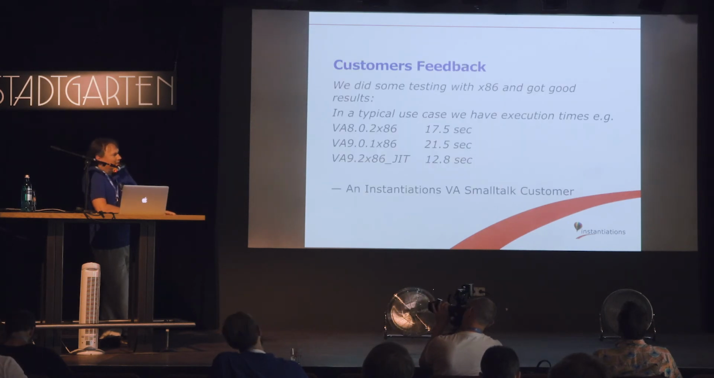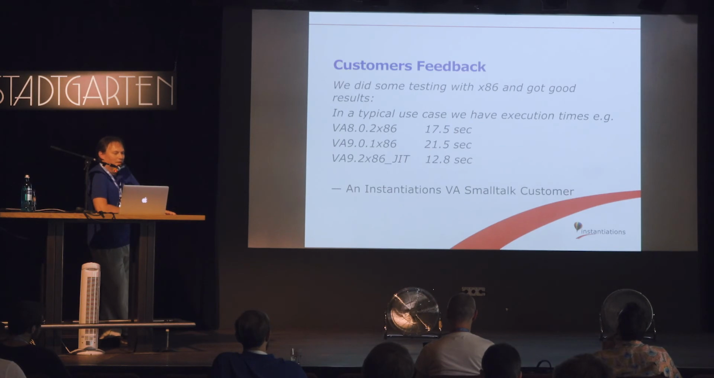And this is my favorite part. It is feedback from our customers who access the early customer access program. They did some testing, and they have 17.5 seconds for an ordinary task on the old VM, and 12.8 for the new one, which uses the new JIT. That's nice.